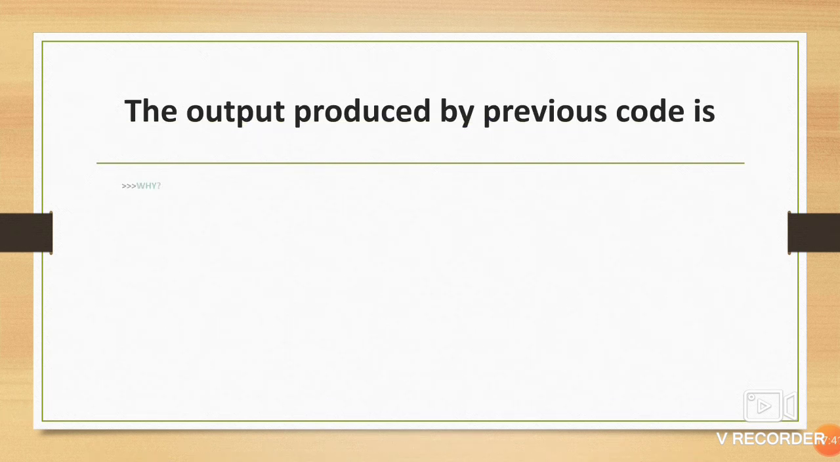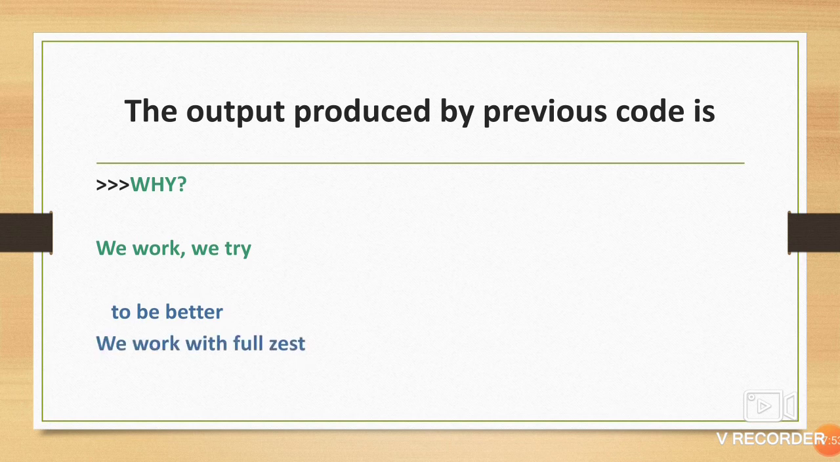So what is the output of this? Why we work, we try. This is the output of the first read(30) method. Then we called the read method for reading 50 bytes, so it will show the output as to be better. We work with full zest.